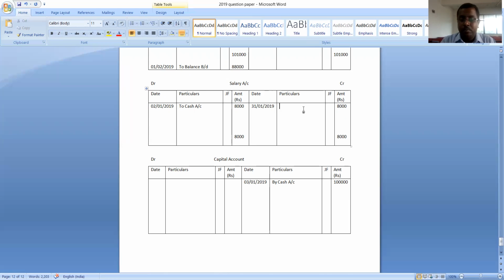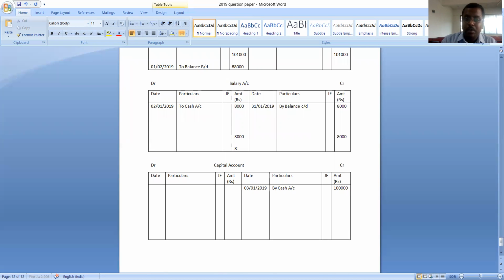What do we have to write here in the particulars column? Here we should write "by balance carried down." Okay. The same closing balance will become the opening balance for next month. So what should we do now? We should write the same balancing figure on the opposite side of the account below the total.